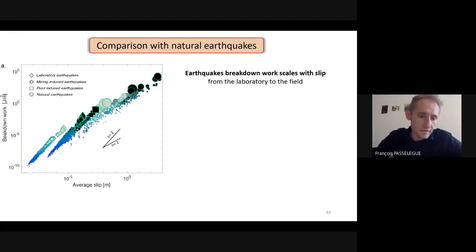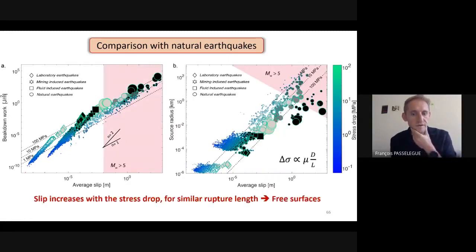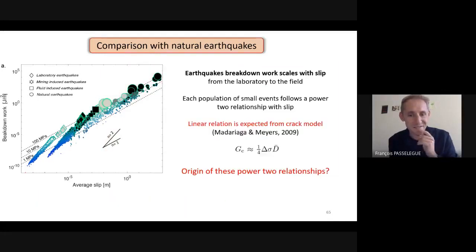But if you look at different populations, so if you can move to the next slide. Yes. So if you look at events that are relatively small, what you can see is that all populations of events, up to a seismic slip of 1 centimeter, for instance, seem to follow a power two dependence between breakdown work and slip.